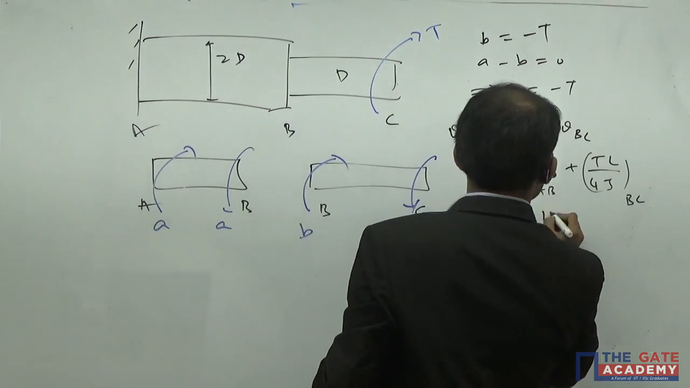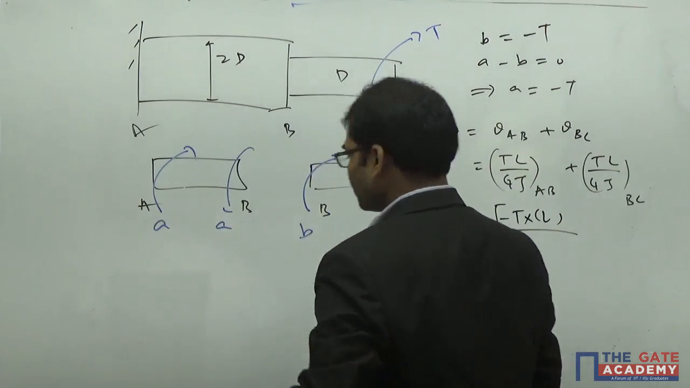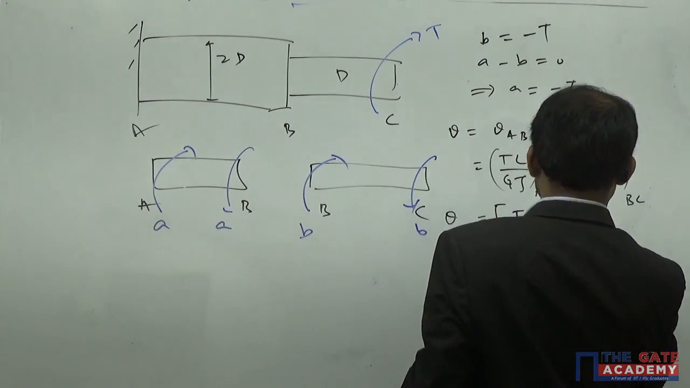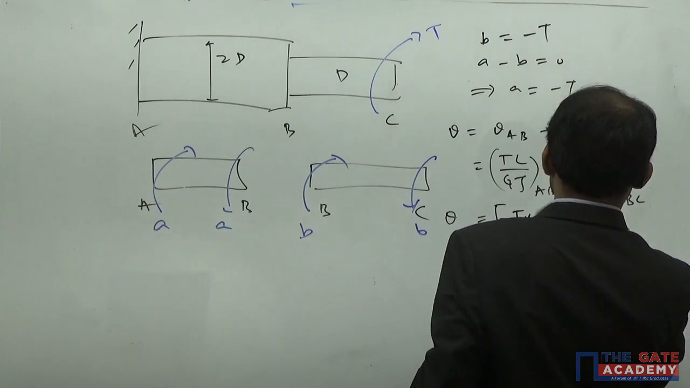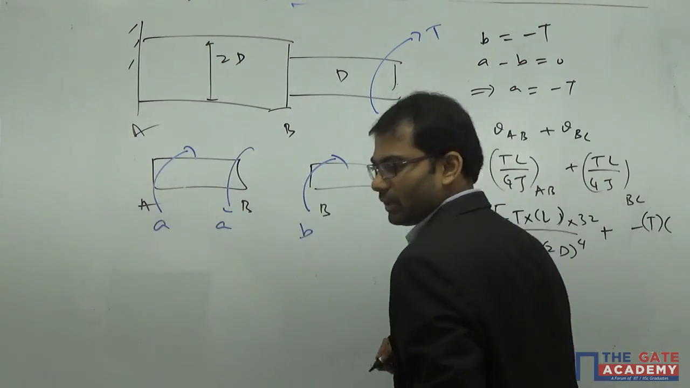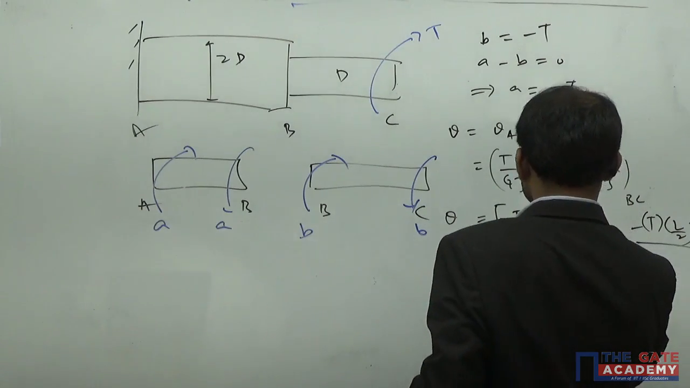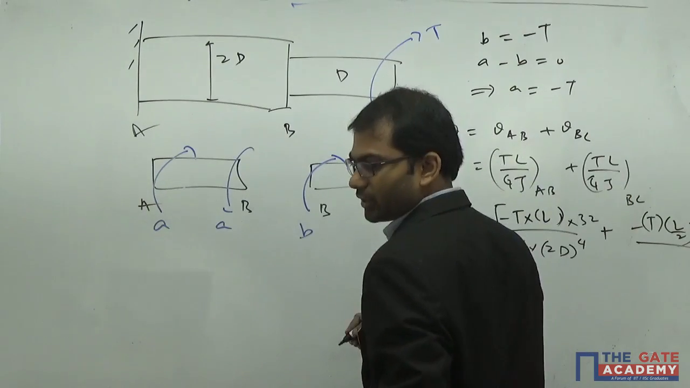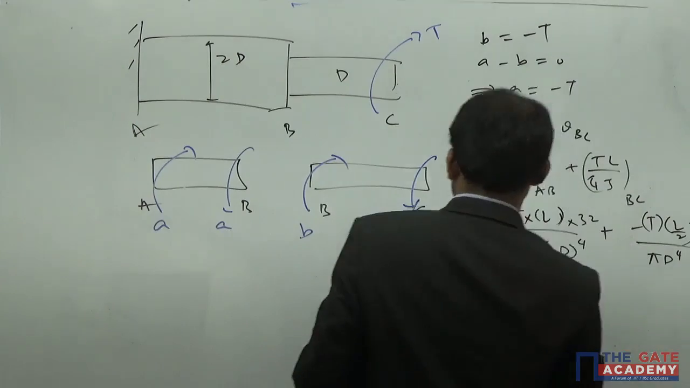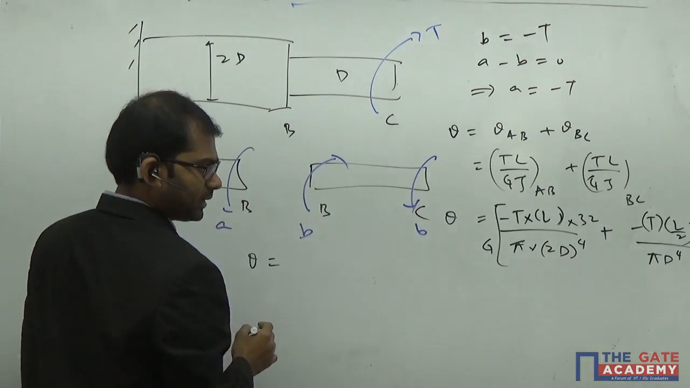AB is equal to L, G is the same in both the cases, so I'll take it outside. J value: J is equal to pi into (2D) whole power of 4 by 32, plus pi D power of 4 by 32. Again, torque is equal to minus T here, and length is equal to L by 2, whole by G is already there. So J value here, J is equal to pi D power of 4 by 32.